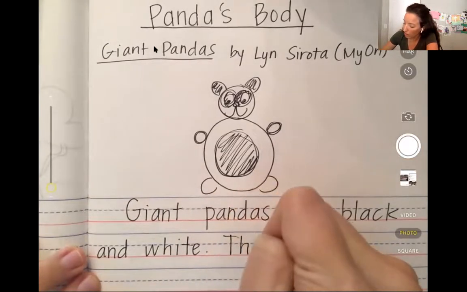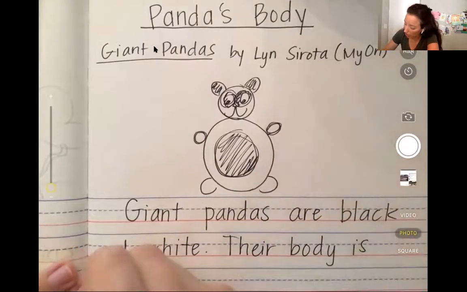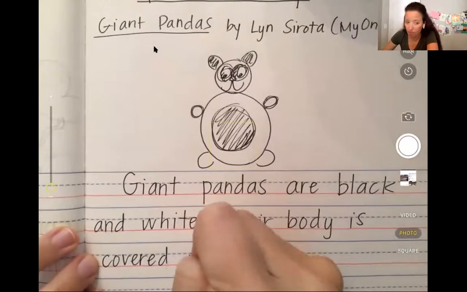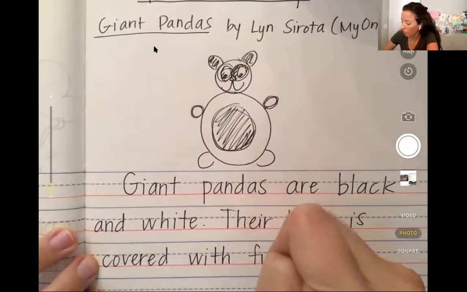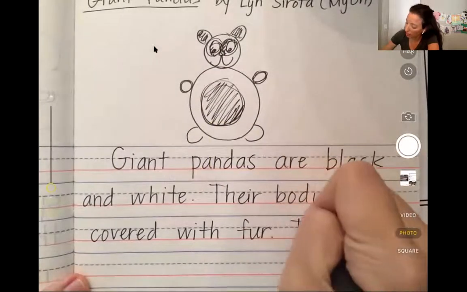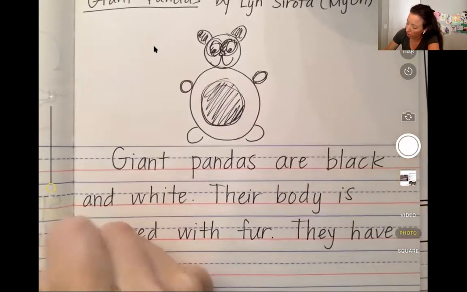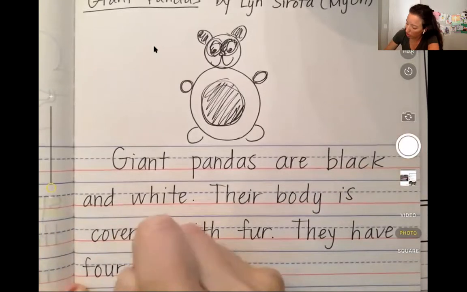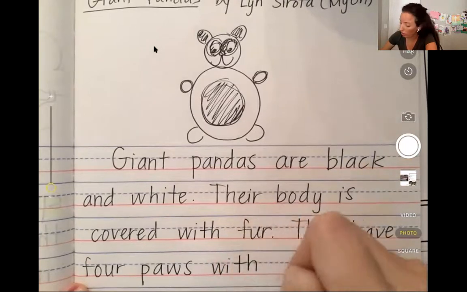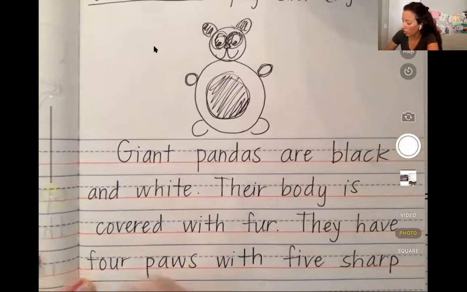Their body is covered with fur. They have 4 paws with 5 sharp claws.